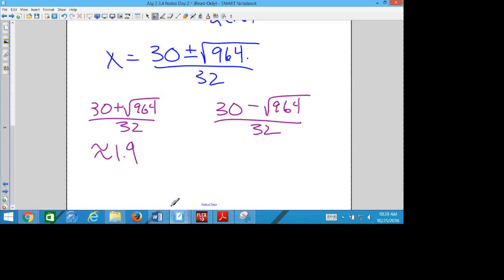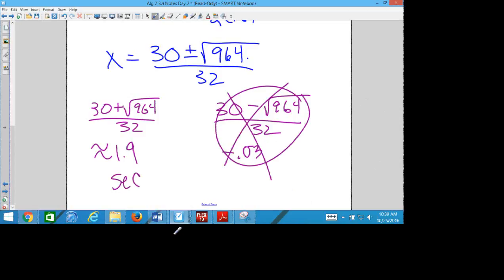Brian, what'd you get for the second one? -103. Impossible. You can't go backwards. Right, this is time. So what we're going to do is we're just going to reject this answer because you can't have negative time. That's not going to be our answer. So our only answer is 1.9 seconds. We only rejected it because it's a real life situation. If it wasn't a real life situation, we could have a negative answer.